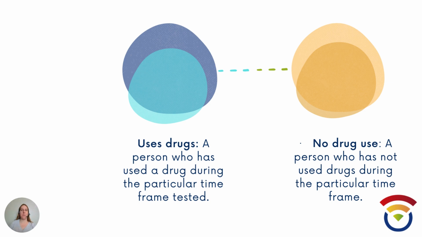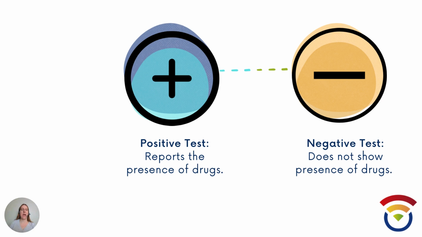Let's start with some vocabulary. We're going to say that a person uses drugs if they've used a drug during that particular time frame that we are testing. We'll say no drug use if the person has not used drugs during that time. After you take a test, you will get either a positive test or a negative test. A positive result means that it has shown the presence of drugs. A negative test means that it did not show the presence of drugs.